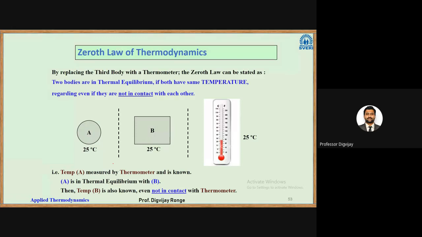Okay. So the temperature of A measured by the thermometer is known. A is in thermal equilibrium with B. The temperature of B is also known, even though B is not in contact with the thermometer. So this is the beauty and the significance of the zeroth law of thermodynamics.